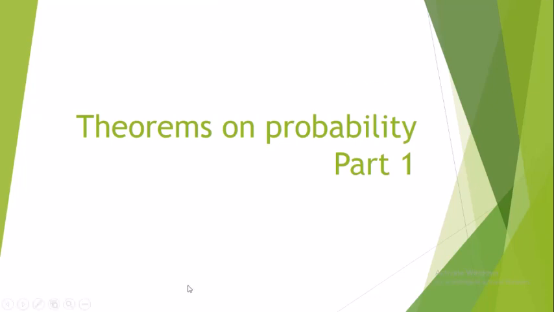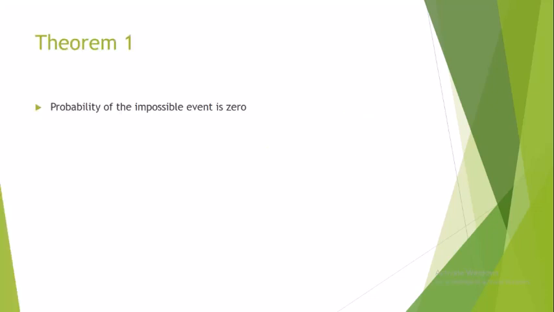So today we will be learning theorems on probability. So the first theorem is: the probability of the impossible event is 0. How will you write the probability of an impossible event in terms of an equation? Yes, the probability of an impossible event.